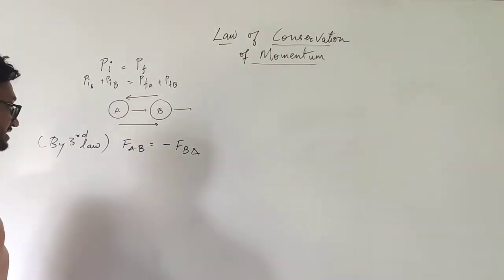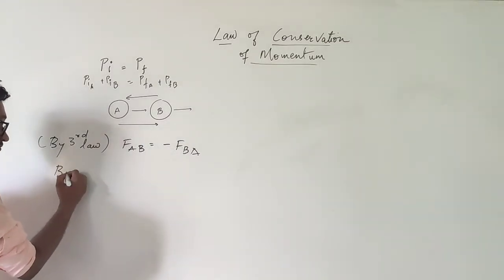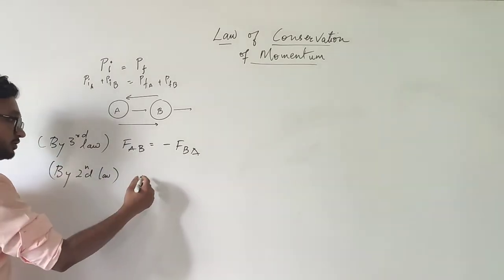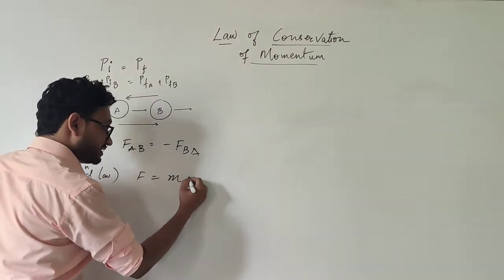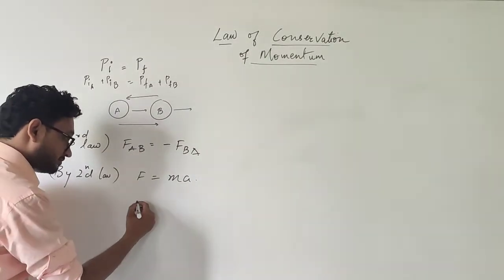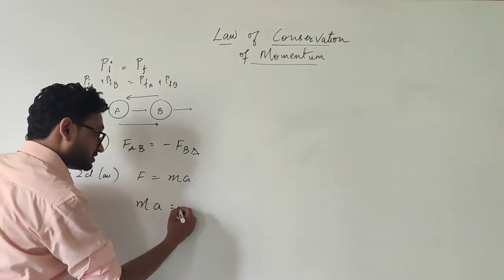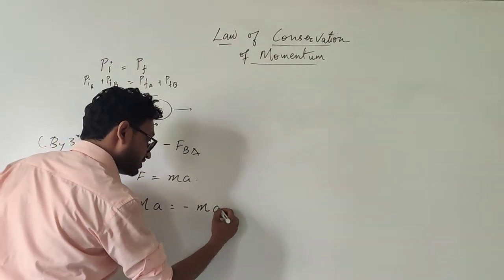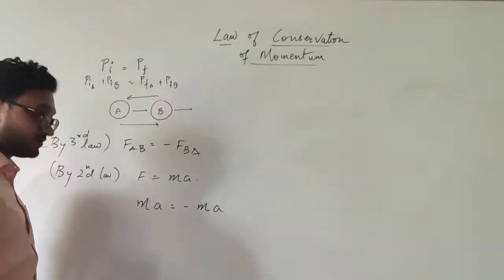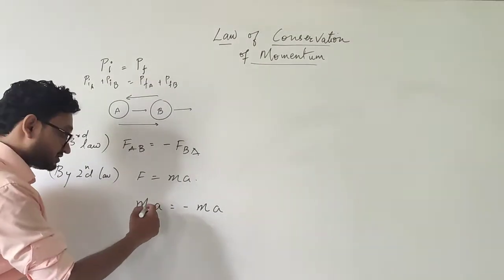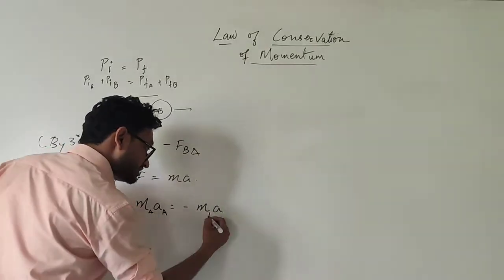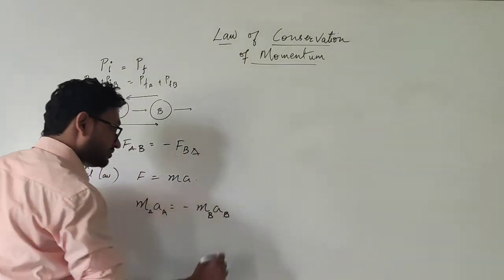By the second law of motion, we know that F is equal to mass into acceleration. So I am going to write over here mass into acceleration is equal to minus mass into acceleration. Now we are going to write mass into acceleration of ball A, and over here the same for ball B.